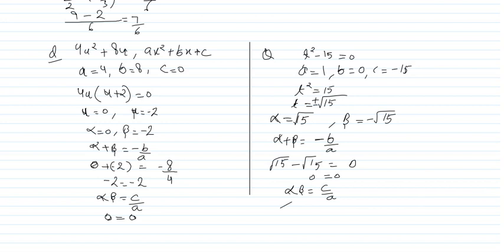Okay, now move on to the next question. So next is to find the quadratic polynomial, each with the given numbers as the sum and product of its roots respectively. So now the sum of the roots and product of the roots are given to us.